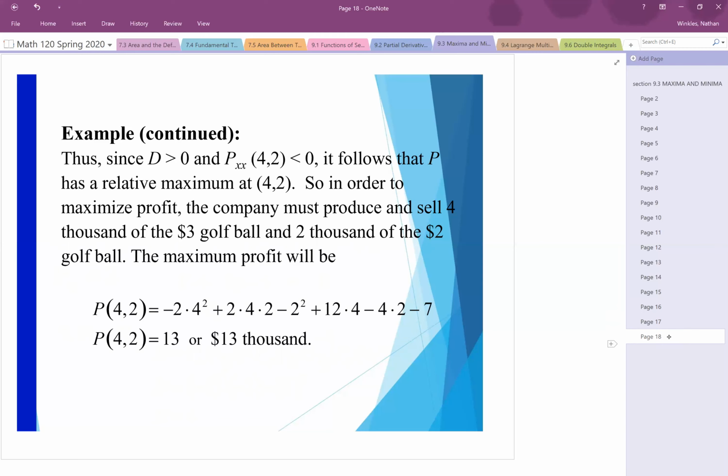The maximum profit will be, when we plug in the point (4, 2), it gives us 13, or if we think about it in terms of the problem, it's $13,000 is what we end up making. Be sure to keep in mind that even though we're using x and y, we have to remember that x was the $3 golf ball and y was the $2 golf ball. So we always have to keep it together on what we're actually finding here and everything.